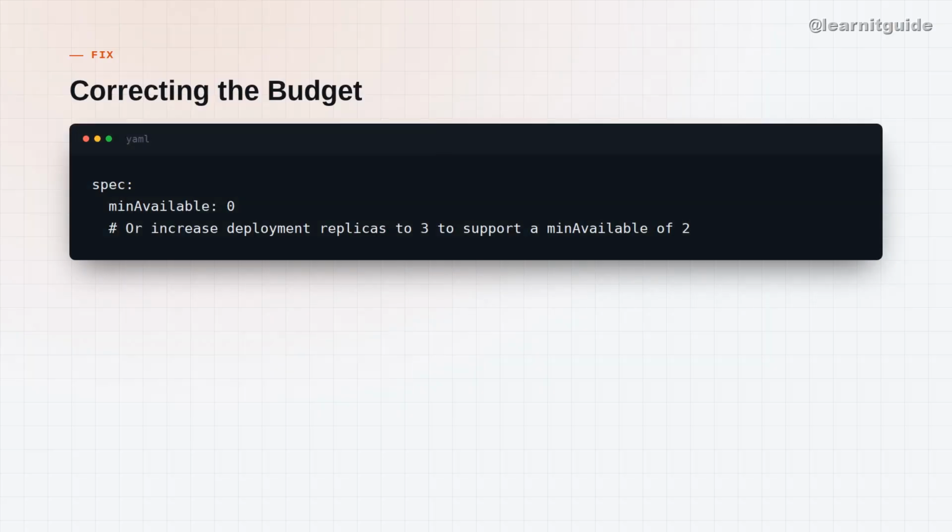The fix is to either lower your minAvailable to 0 if you are in a test environment, or better yet, scale your deployment replicas to 3 so you can support a minAvailable count of 2. Never set your budget requirements higher than your actual replica count.